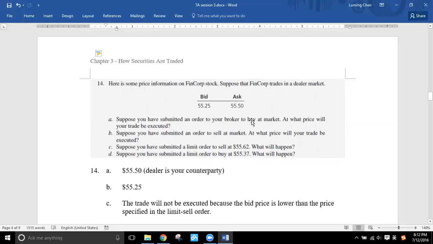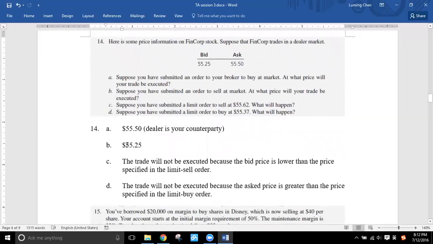You want to buy, so your counterparty is the ask. So the dealer will charge you, I'm sorry, $55.5 per share. Suppose you have submitted an order to sell at the market. So now your counterparty is the bid. So you'll get $55.25 per share.